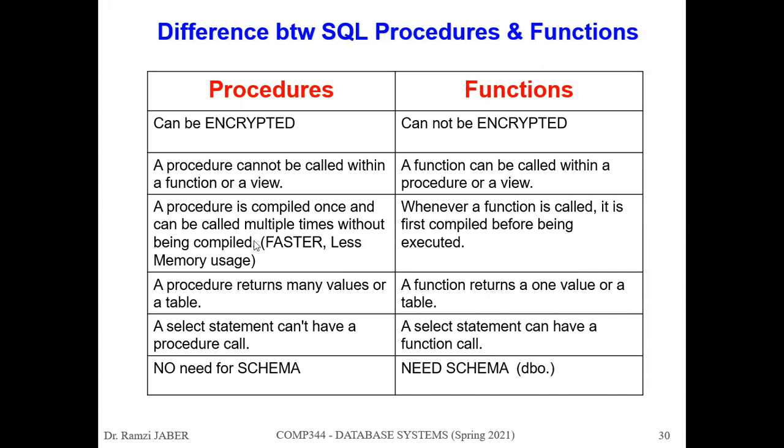Also, procedures can return many values or a table, but functions return only one value or a table. So with procedures, we can output many variables at the same time, whereas with functions we have two types: scalar value function or table type function. A one-value function outputs only one value, or a table. Here we have many value outputs or a table.